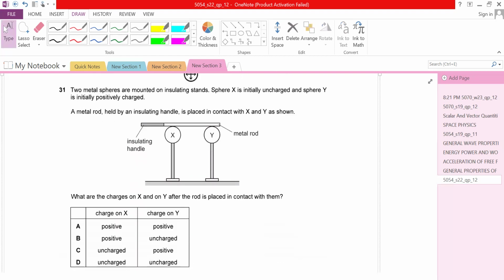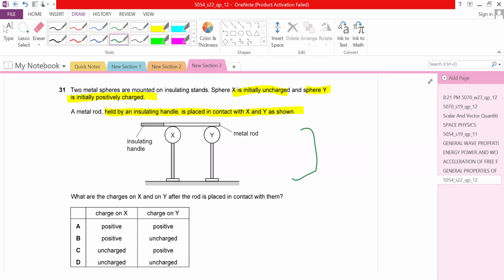Question number 31. Two metal spheres are mounted on insulating stands. Sphere X is initially uncharged and sphere Y is initially positively charged. A metal rod held by an insulating handle is placed in contact with X and Y as shown in the diagram.